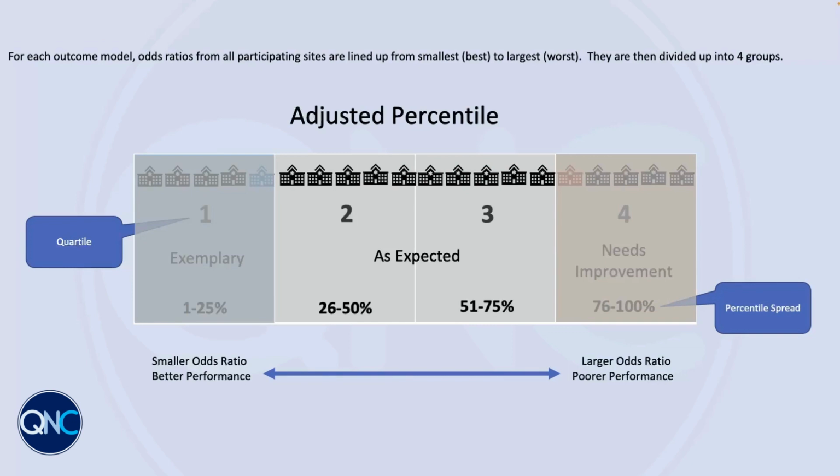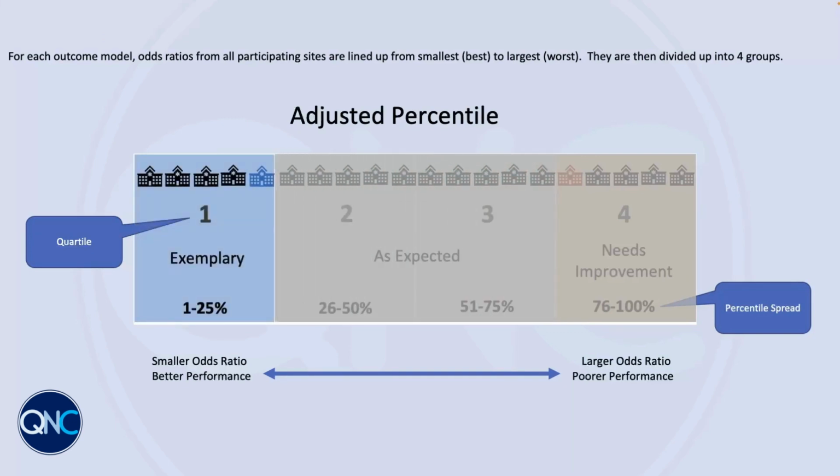You should also note that as you approach the 50th percentile in the middle, you will find the performance where both sides of the seesaw balance out to give an odds ratio of 1. Facilities want to be better than average and will aim to be in the first two quartiles. Some sites don't settle for average and will look at the cutoff for exemplary, or the 25th percentile odds ratio, to use as a performance target.